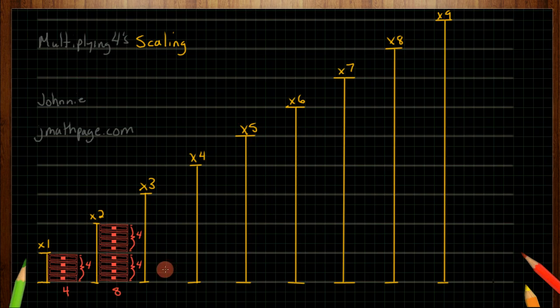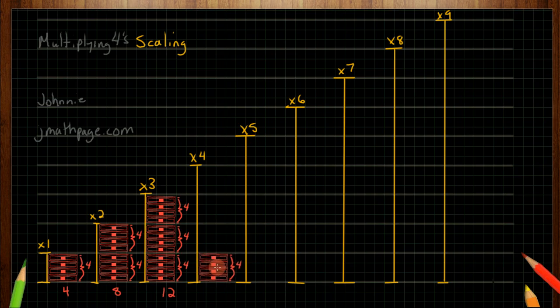What about 3 times? 1, 2, 3 stacks of 4 boxes. 3 times as tall as the first stack. How many boxes? Let's see, 4 and 4 is 8. 8 and 4 make 12. 12 boxes altogether. You can see there are 3 times as many boxes here as there are here.